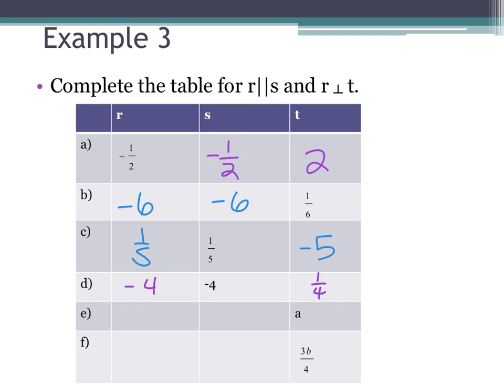Okay. E and F both have variables involved. It's the same exact process. So if I'm to change the sign on the A, it would be what? Negative. And if I flip A over 1, it becomes 1 over A. Okay. And then the last one, 3B over 4. What would it be if I flip it and negate it? Good. Negative 4 over 3B, and this would be the same. So don't let the variable scare you. It's the exact same process.